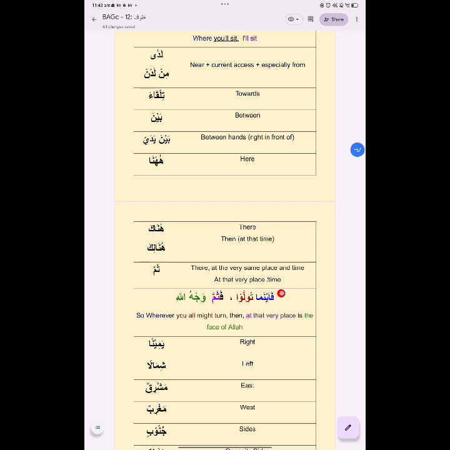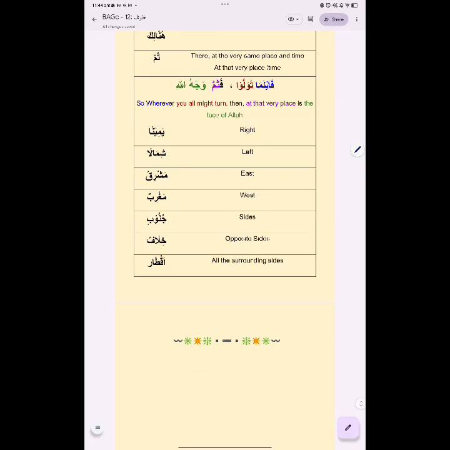For example, fa-aynama tuwallu fathamma wajhullah. Wherever you all might turn, then at that very place is the face of Allah. That is the literal meaning of this part of the ayah. Then yaminan means right, shimalan means left, mashriqun east, maghribun west, junubun sides, khilafun opposite sides, aktaf all the surrounding sides. So these were your commonly used zuruf.